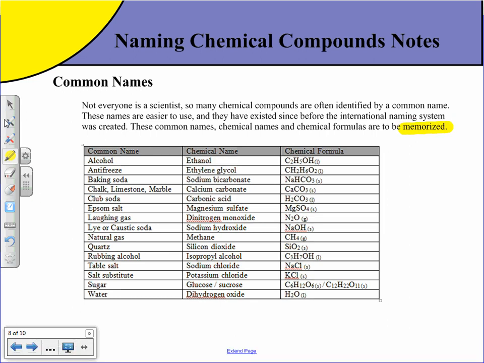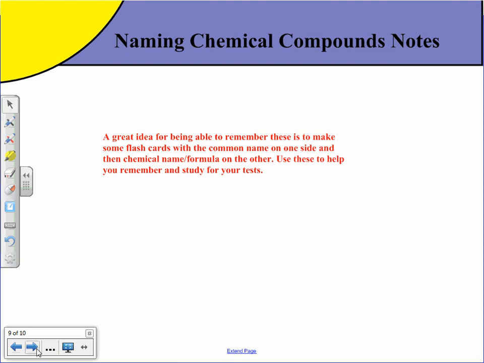All right, so there it is. You need to know the common name, the chemical name, and the chemical formula for all of these. Each one of them you need to know, mostly the common name and the chemical formula. We'll be doing a lot of practice with this, but seriously, a great idea is to make some flashcards. You're going to have the common name on one side, and on the other side, the chemical name and the formula. This will help you to remember these and study for your tests.